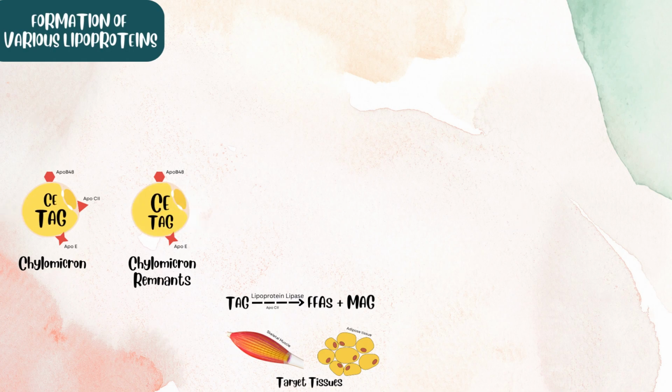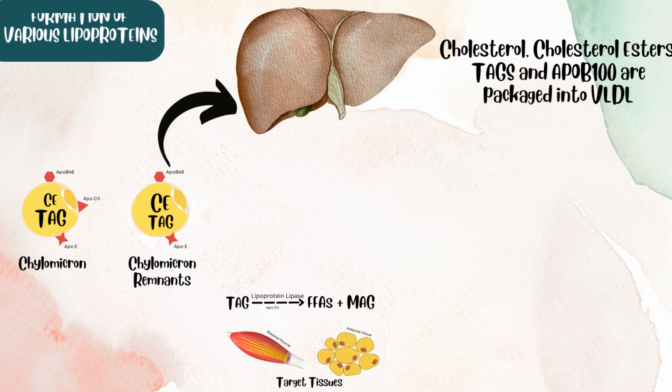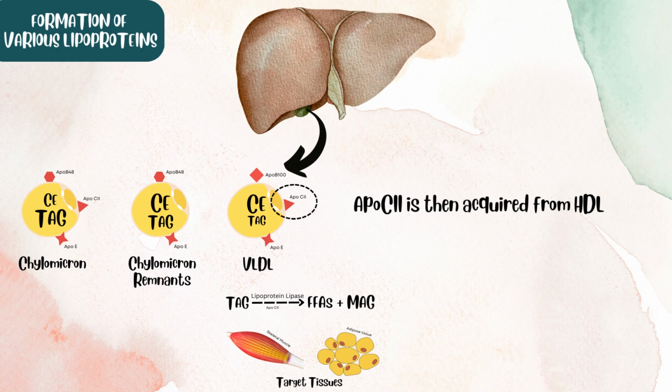Chylomicron remnants, which contain a more substantial proportion of cholesterol and cholesterol esters compared to chylomicrons, bind to the hepatic LDL receptor and are transported into the liver for further processing. Once in the liver, triglycerides, cholesterol esters, and ApoB100 are repackaged into VLDL. VLDL in circulation, just like chylomicrons, receives ApoE and ApoC2 from HDL.